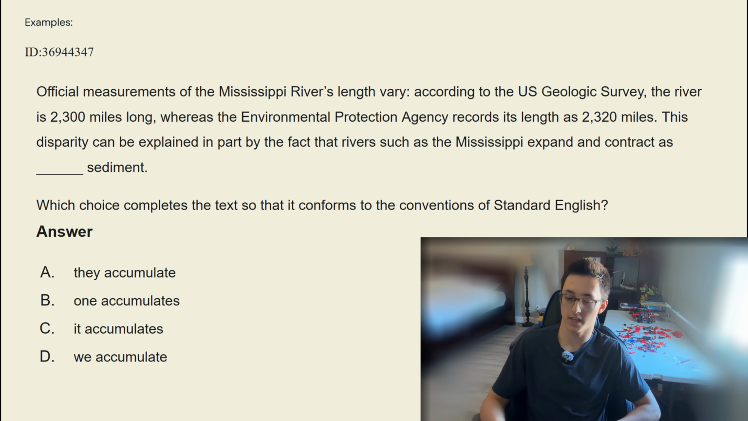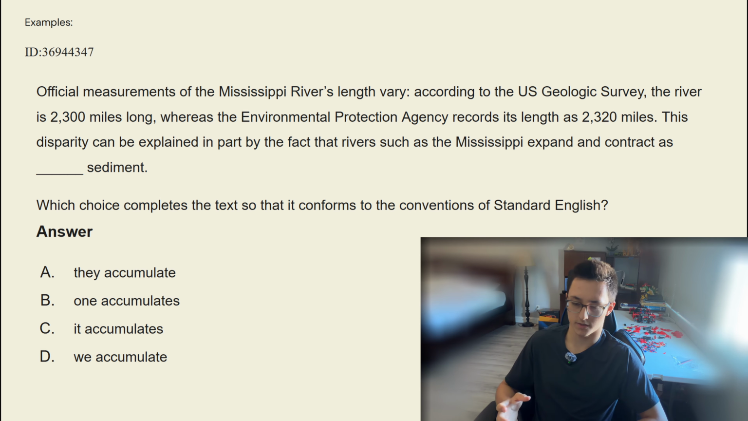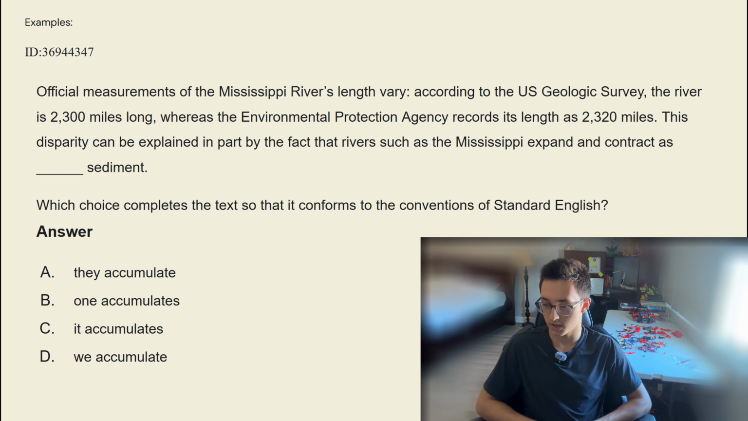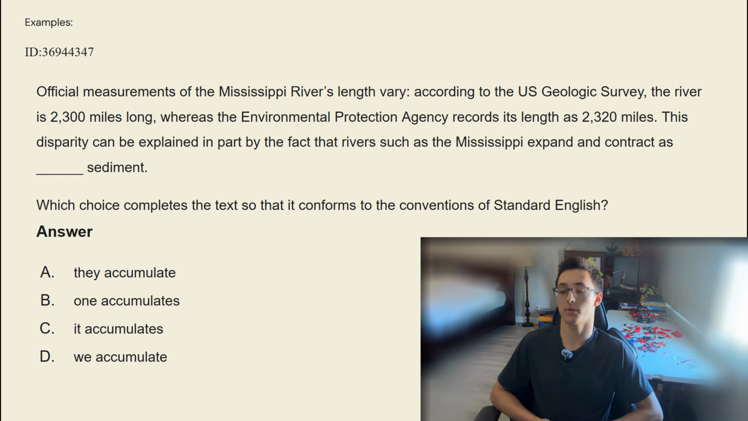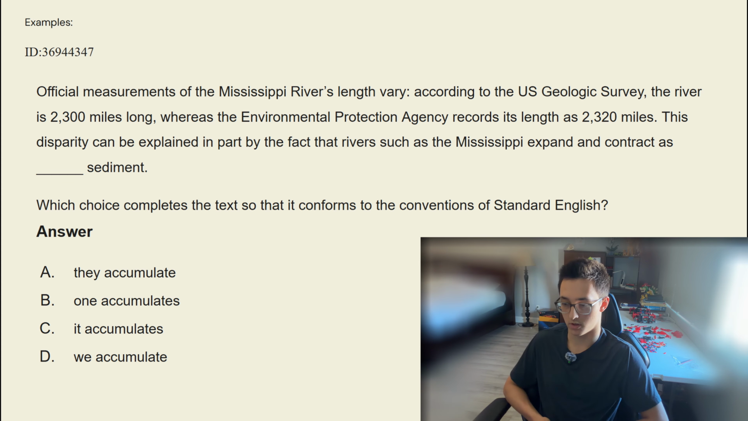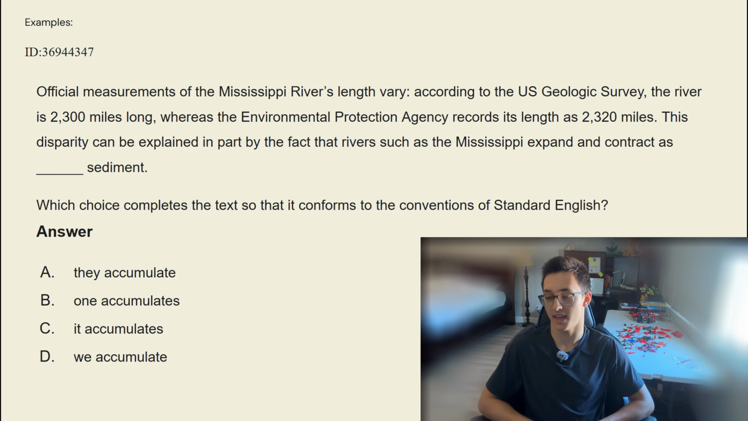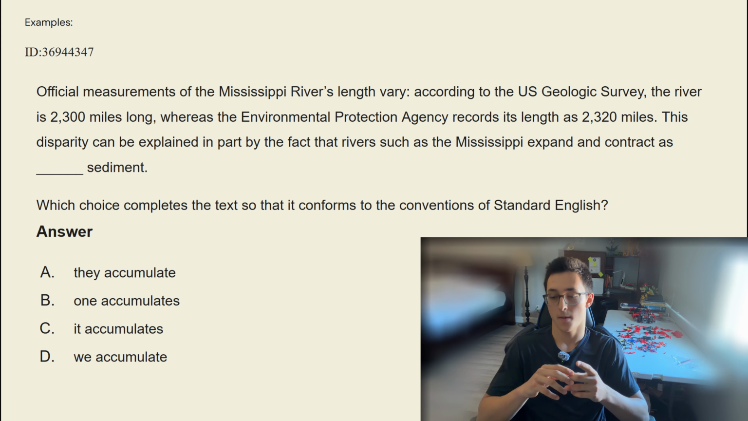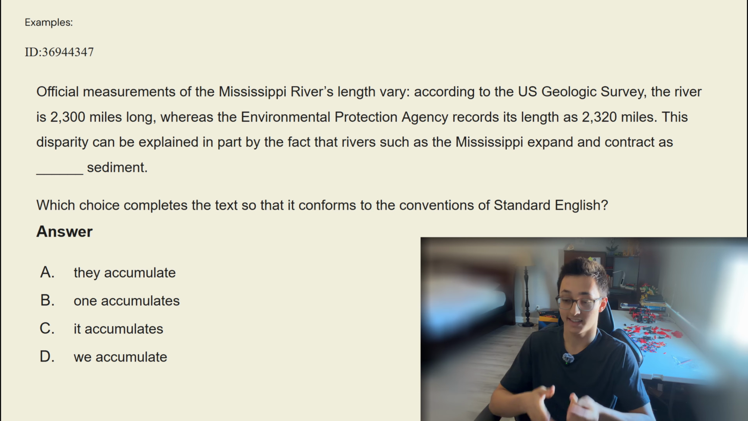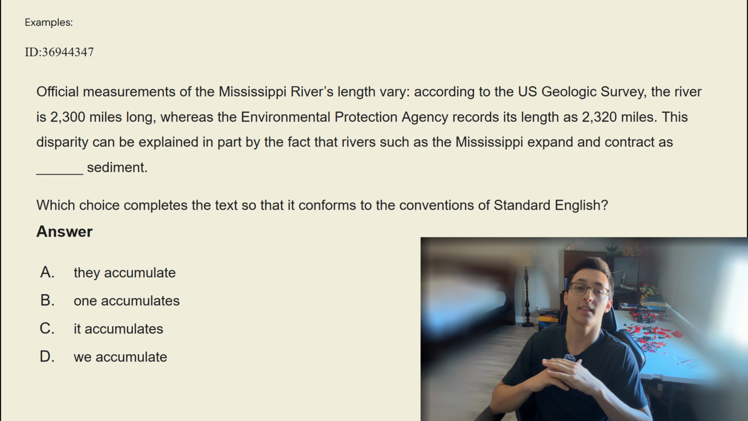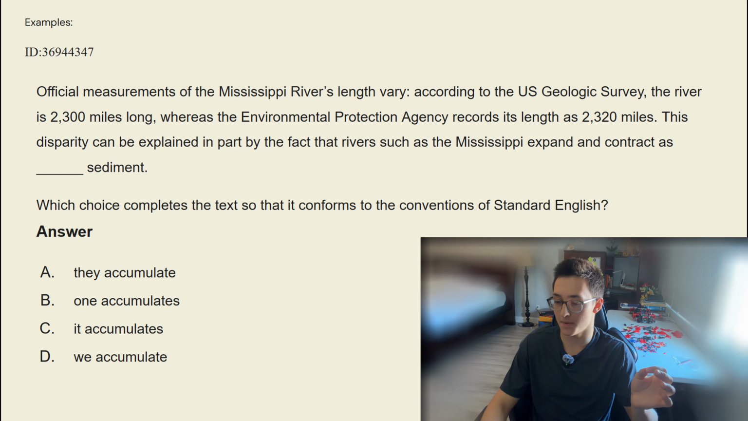All right, so we see conventions of standard English here, and then we see a bunch of different ways of saying accumulate. So let's go ahead and read the question. Official measurements of the river's length vary. According to the survey, the river is 2,300 miles long, whereas this agency records it as 2,320 miles long. This disparity can be explained in part by the fact that rivers such as the Mississippi expand and contract as blank sediment. So this one is tricky because you have to identify the antecedent. The antecedent is rivers. It's not the Mississippi. Such as the Mississippi is an example of the antecedent rivers.